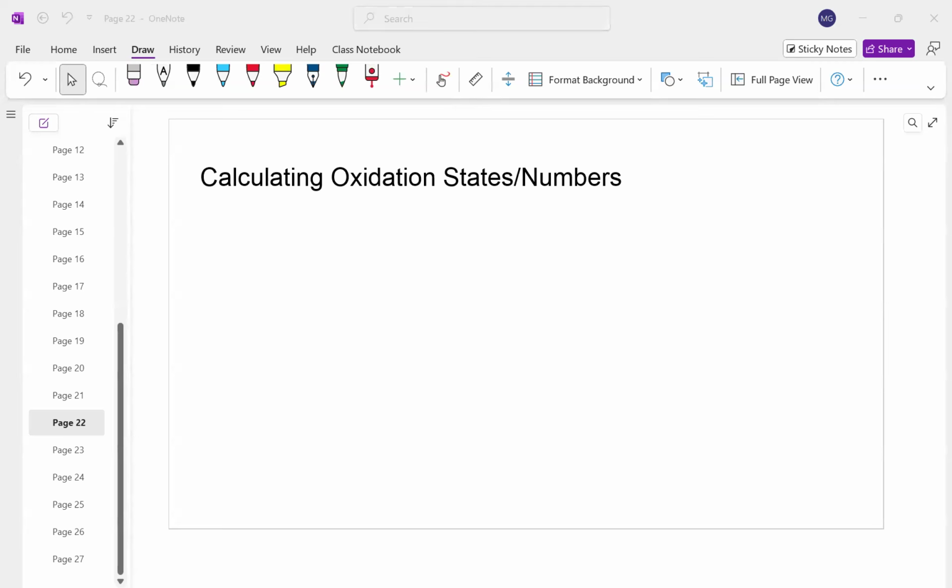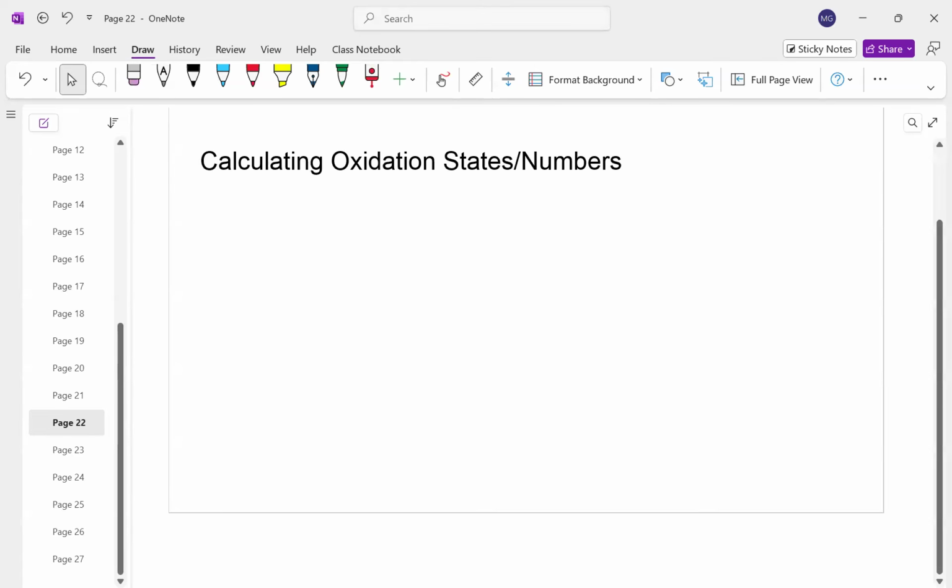Let's look at some common trends of oxidation states or oxidation numbers in some atoms. And these aren't necessarily more rules, more than kind of like some tips to help you remember some of the most common oxidation states.